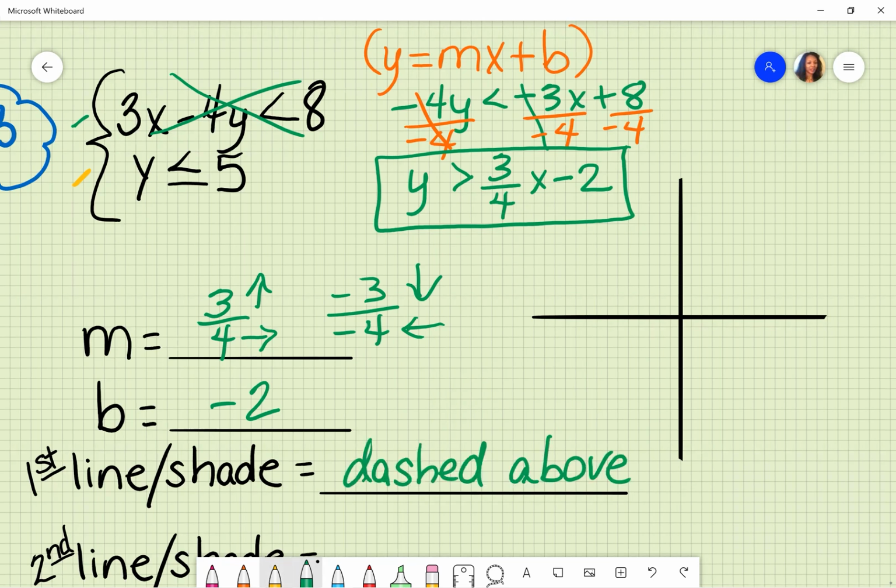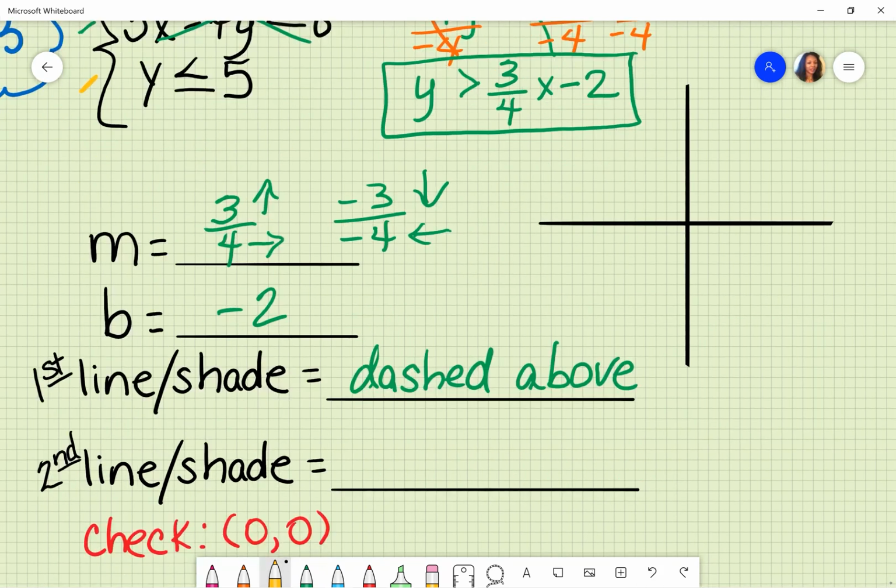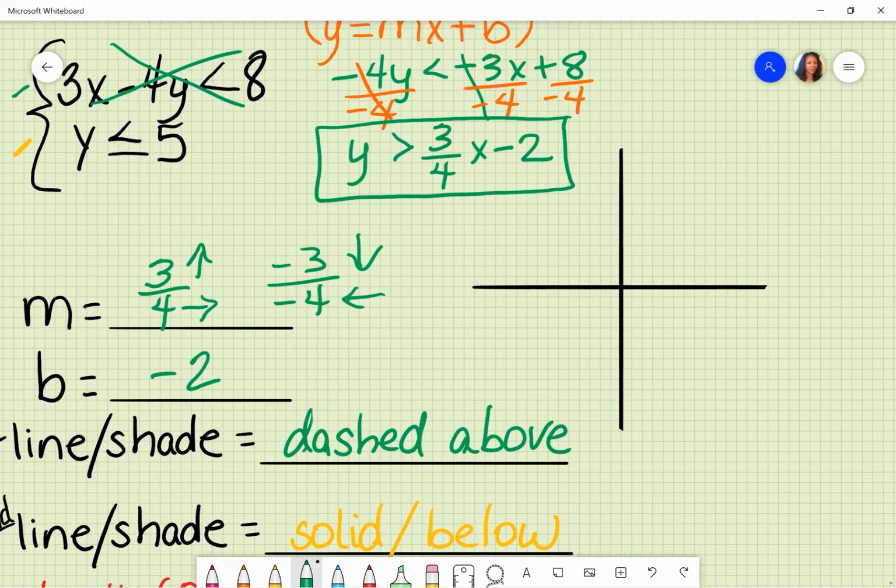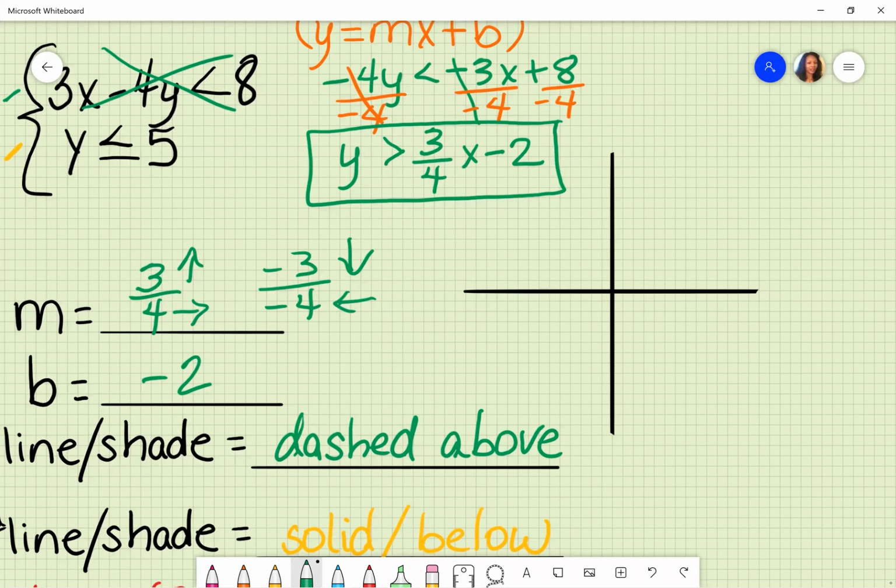So now let's change colors here because again, now I want to focus on the second inequality. All y values are going to be less than or equal to 5. That means it's going to be solid because it has that equal to portion, and less than means it's going to be below.